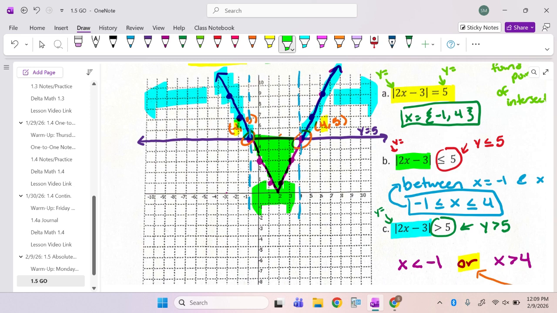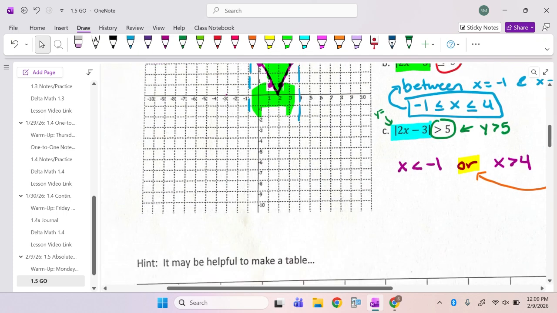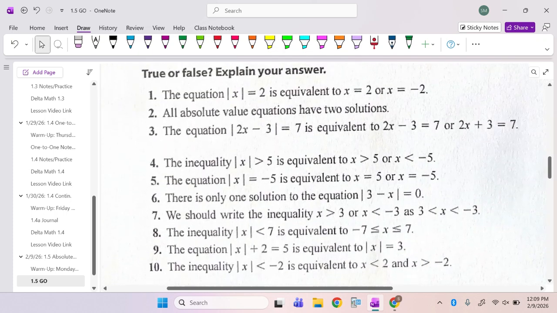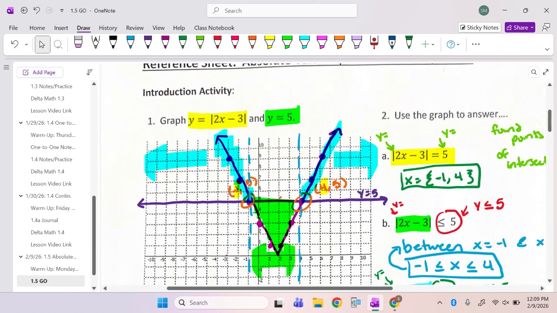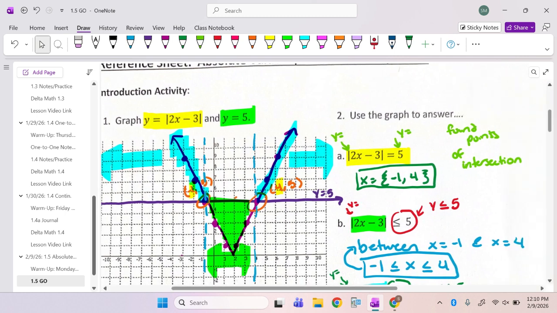Any questions so far? Now, this is just one example. I'm just showing you different ways that you can look at absolute value inequalities and equations. All right. Now, let me ask you guys to do this real quick. Little experiment before we move on.